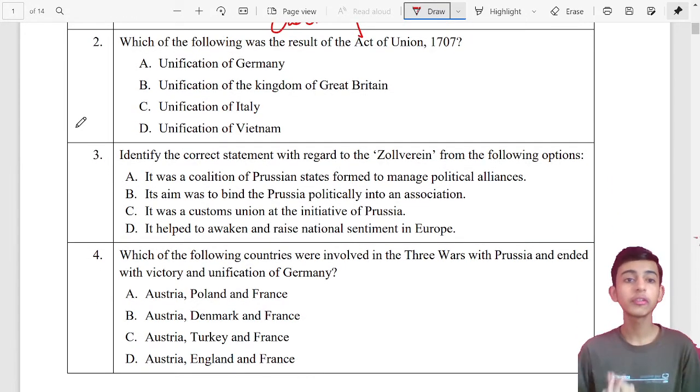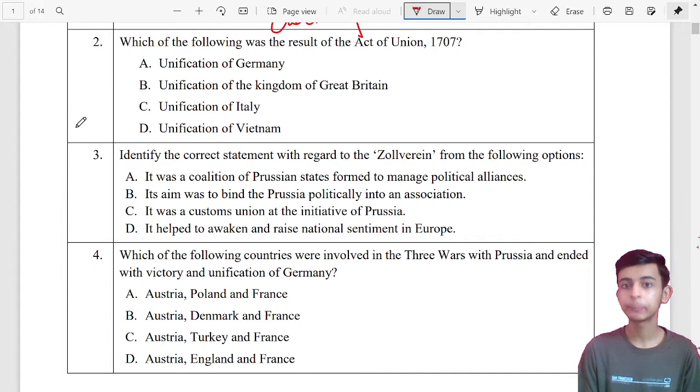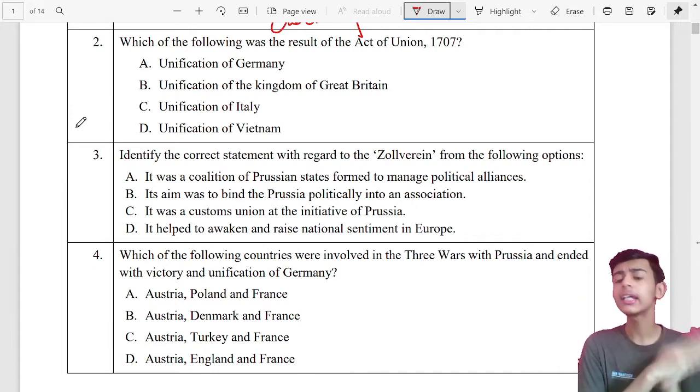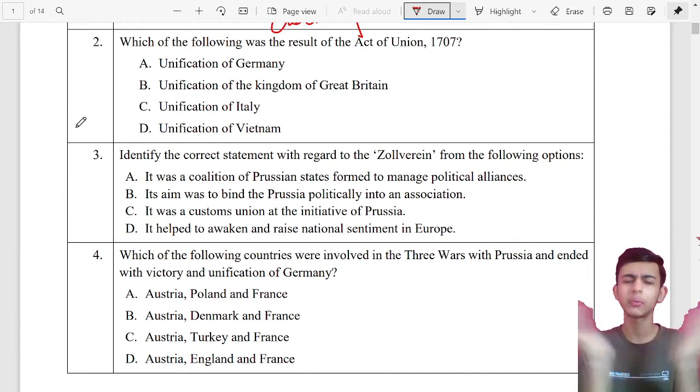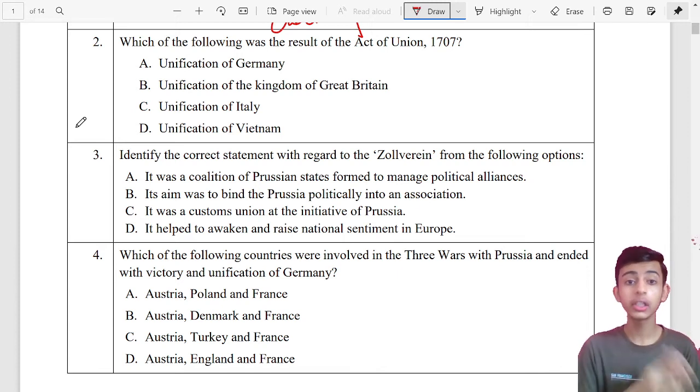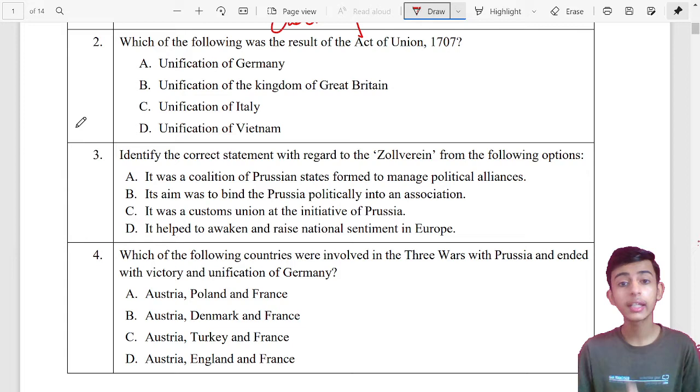Question 2. Which of the following was the result of the Act of Union 1707? So there was an Act of Union in 1707. So what was the result? What was the impact of that? Option A, unification of Germany. Option B, unification of the Kingdom of Great Britain. Option C, unification of Italy. Or option D, unification of Vietnam.